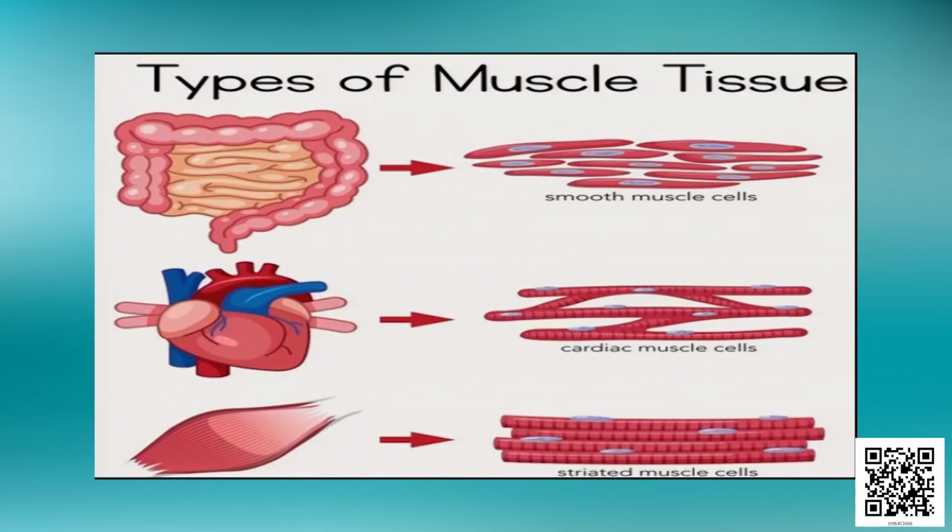So, you got to know that muscular tissue are of three different types. One is smooth muscle, second one is cardiac muscle and the third one is striated muscle. Okay. These are the examples where they are found. Okay. Let us discuss about striated muscle.